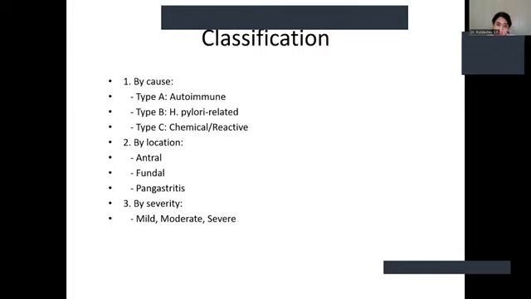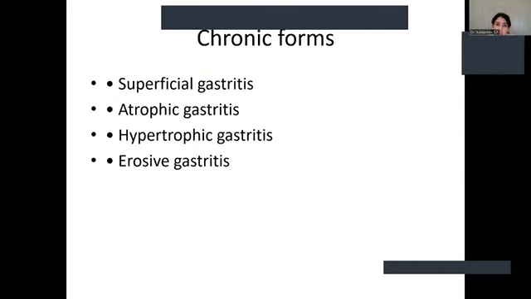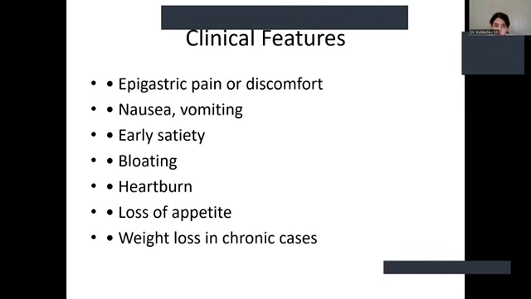Classification by causes: type A, autoimmune; type B, Helicobacter pylori related; type C, chemical. By location: antral, fundal, and pangastritis. By severity: mild, moderate, and severe. Chronic forms are superficial gastritis, atrophic gastritis, hypertrophic gastritis, and erosive gastritis.